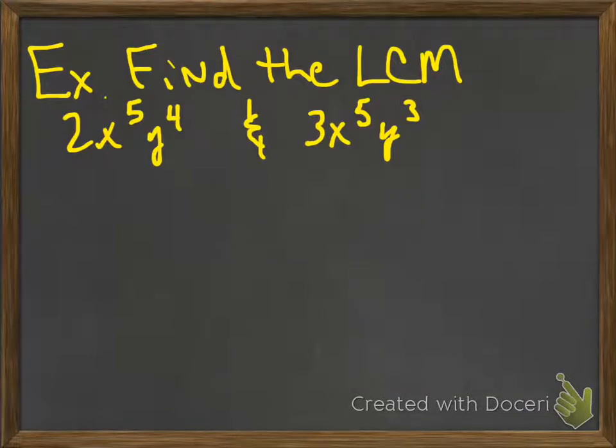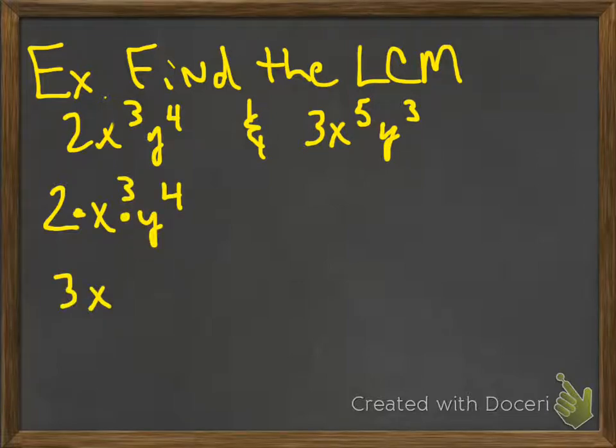Okay, so we want to find the LCM of 2x to the 3rd, y to the 4th, and 3x to the 5th, y cubed. Actually, this should be 2x to the 3rd power, I believe. So if we separate these, we look at the 2 and 3, those are just prime numbers, so I can just put those two together.